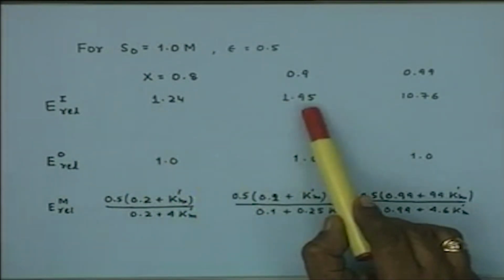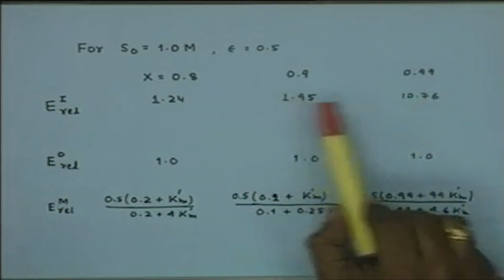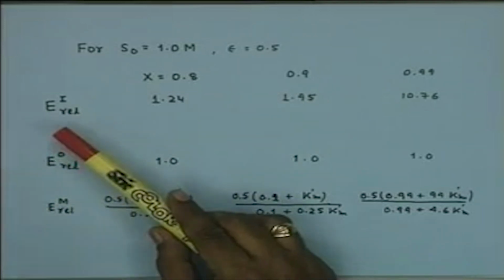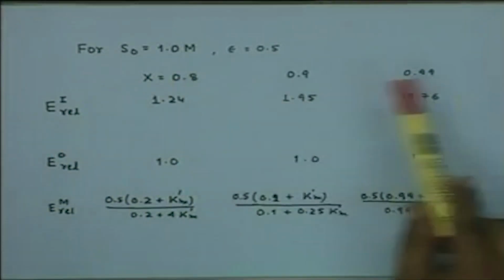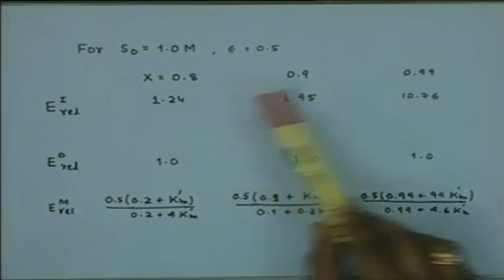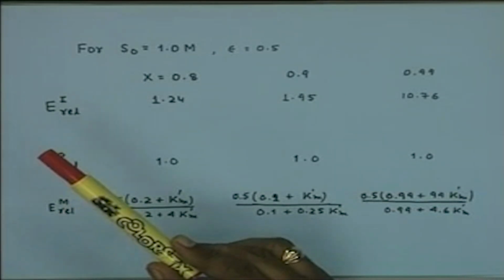almost about 1.5 times. But when you go from 0.9 to 0.99, you see the relative quantity of enzyme becomes more than 5 times, and it very significantly increases the relative quantity in the first order enzyme. And if you consider from 0.8 to 0.99, the ratio is still higher, and the same relationship will also hold good for space time.